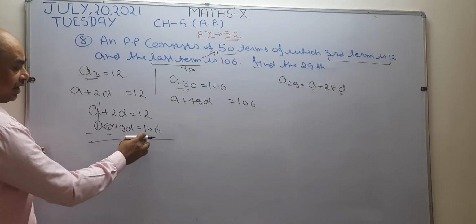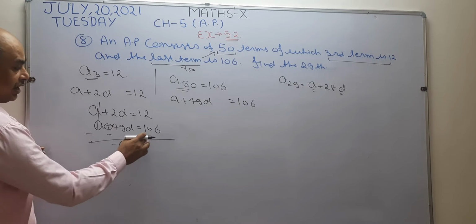Now the next step is putting the value of d in equation number 1. Same as in the previous question. Equation number 1 is a plus 2d equal to 12. The value of d is 2, so write here a plus 2 into 2 equal to 12. A plus 4 equal to 12. So the value of a becomes 12 minus 4, which is 8. So the value of a becomes 8 and the value of d becomes 2.